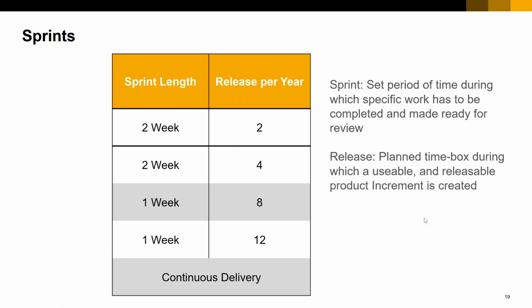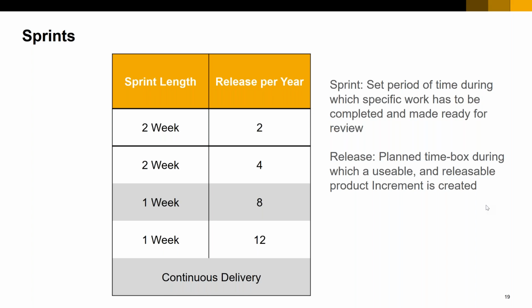Probably useful for some of you, depending on the type of product development that you are doing in your organization, right? Just for the colleagues on the call who may not have heard about a sprint: a sprint is a set period of time during which a specific work has to be completed, and a release is a planned time box during which a usable, releasable product increment is created. In the whole agile area, we are not talking about one product launch. We are always talking about product increment.